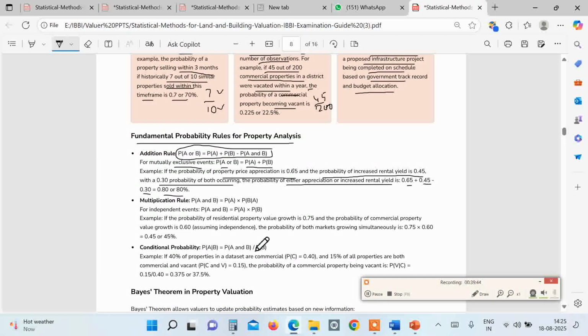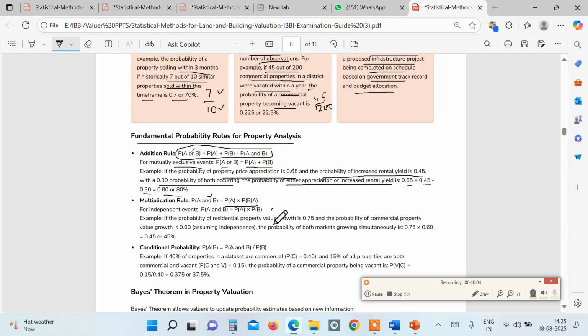Second rule is the multiplication rule. P(A and B). So here it was 'or', here it is 'and'. It is P(A) into P(B given A), or for independent events, it is P(A) into P(B). So we will take an example that will make things clear.